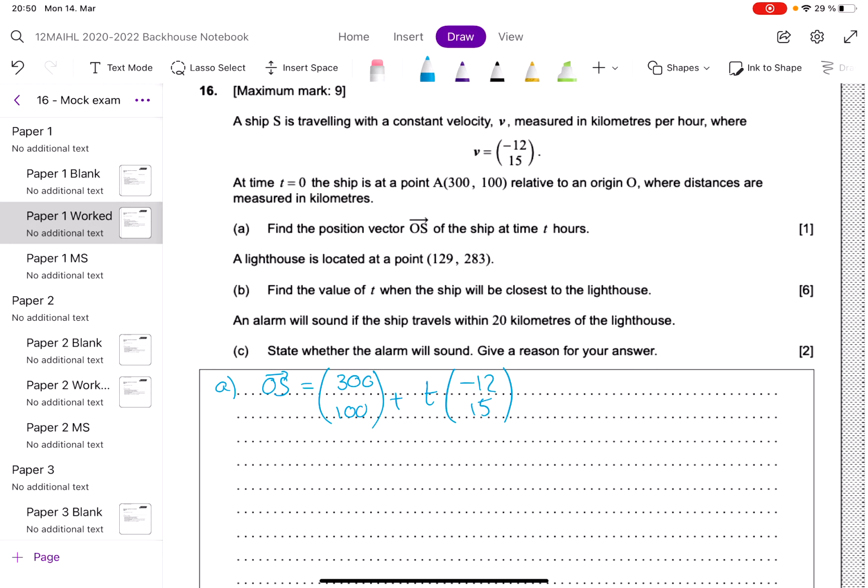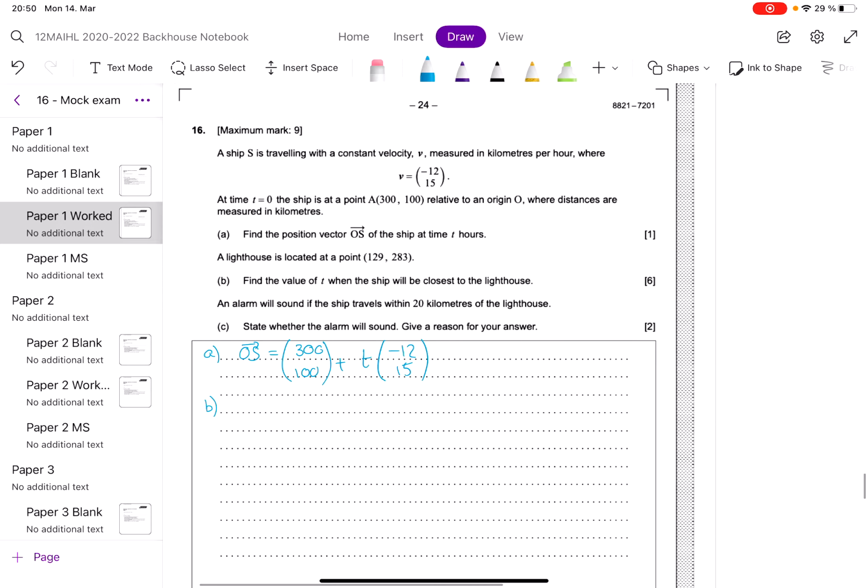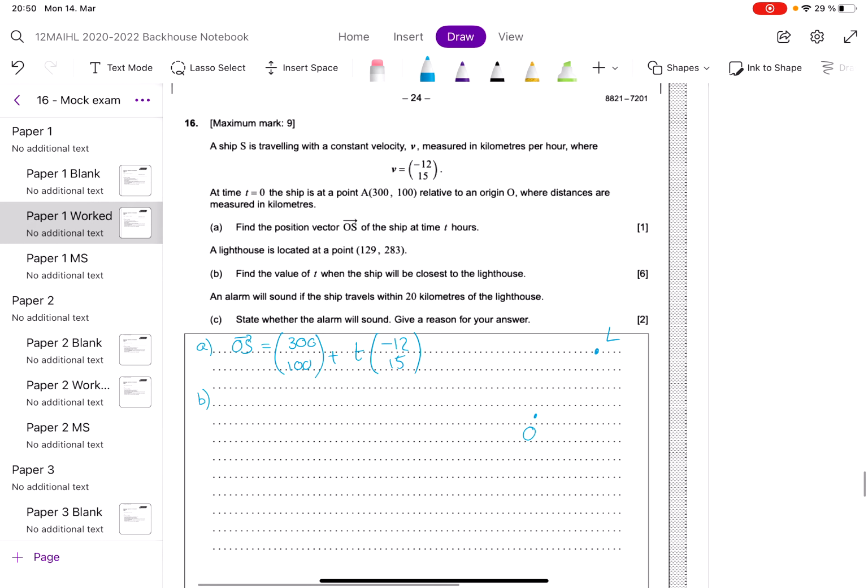Find the value of t when the ship will be closest to the lighthouse. There's a few ways of doing this. I think the easiest way is to find the relative position between the two. So, just to have a little think about it, we've got some sort of origin that we're measuring this all from, O. We've got this lighthouse, which is somewhere over here, let's say. And we've got our ship, which is travelling kind of like this, S. If we can find a vector for S to L, then we can find when it is a minimum.